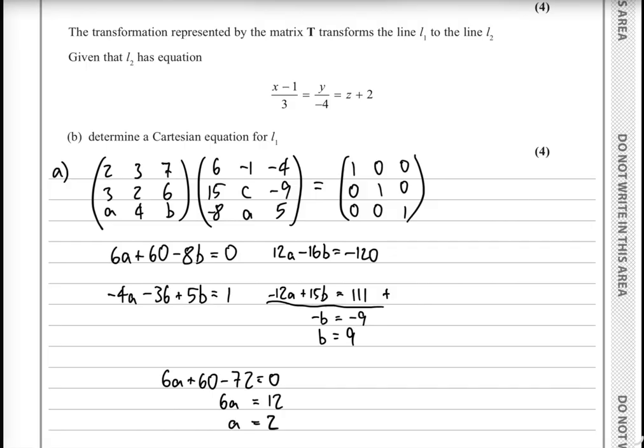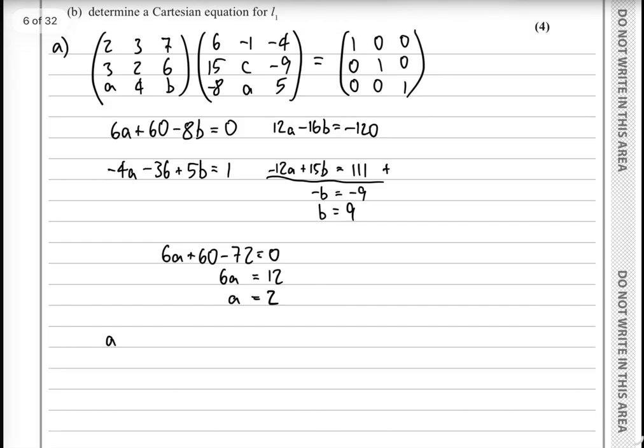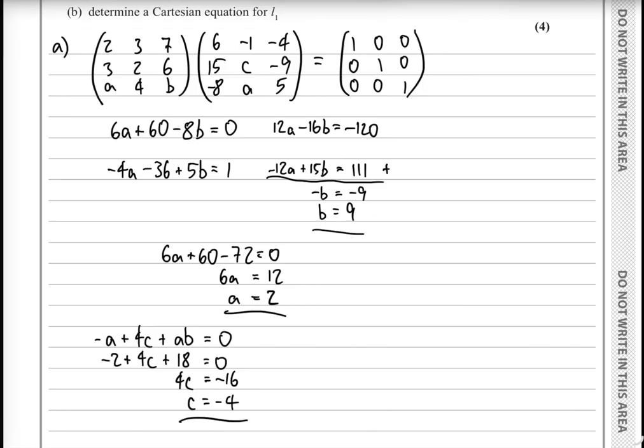Now to get c, we can do the third row second column. So we've got a times minus 1 plus 4 times c plus b times a, and that has to equal 0, because that's the third row second column element in the identity matrix. But we know a and b, that's minus 2 plus 18, and if we take that over, that gives us minus 16 for c, so c is equal to minus 4. And then we have our 3 answers for A, B, and C.